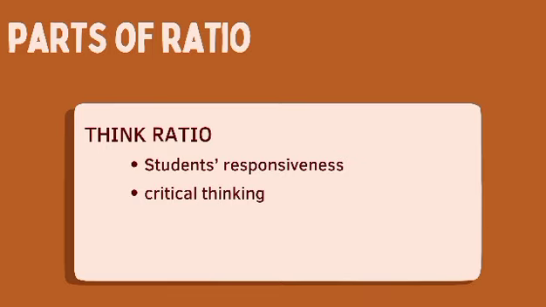The second part of ratio is think ratio. It measures how much time students spend thinking about a question or problem versus how much time the teacher spends speaking. The aim is to boost the time students spend actively thinking, which improves their comprehension and memory of the material. A higher think ratio indicates that students have more chances to analyze information, develop their own ideas, and practice critical thinking, resulting in better learning outcomes.